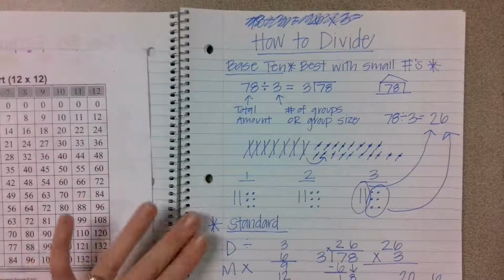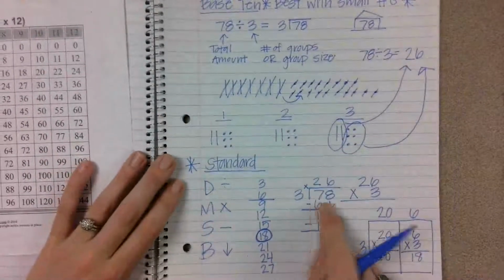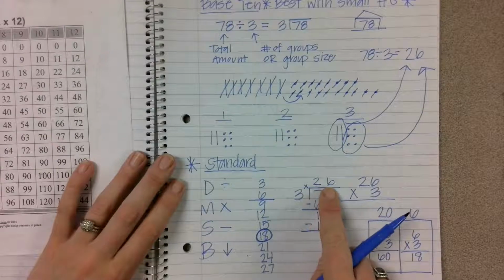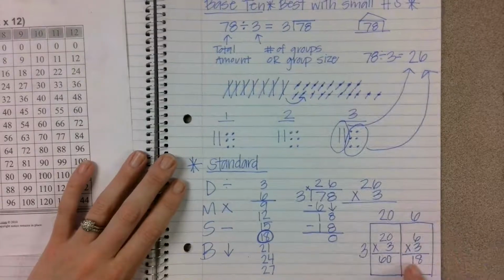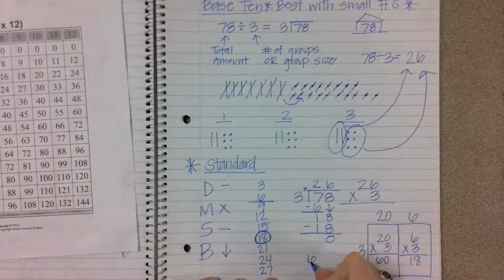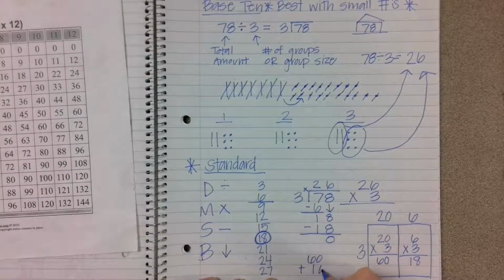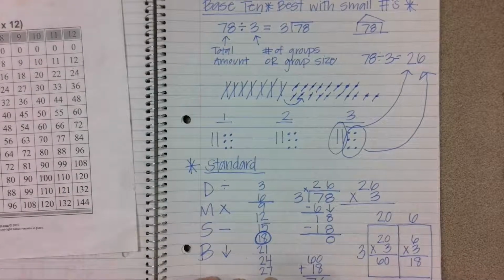So we know that 26 times 3 is 78. And we checked with the opposite operation because 60 plus 18 equals 78.